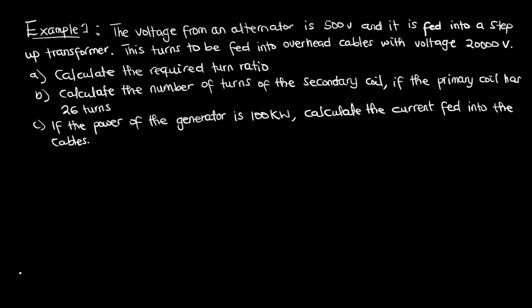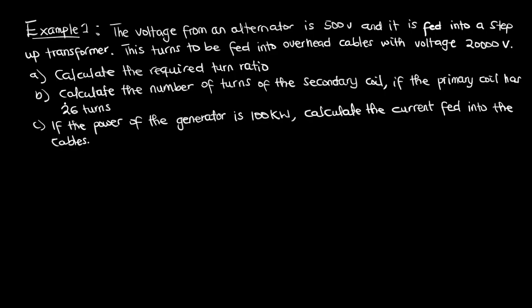After that, we'll look at past questions in the third part, and then everything together will be one full, complete tutorial. So we have an example here. Let's look at it. The voltage from an alternator is 500 volts and it is fed into a step up transformer. Now this is fed into overhead cables with a voltage of 20,000 volts. A, we are to calculate the required turn ratio.